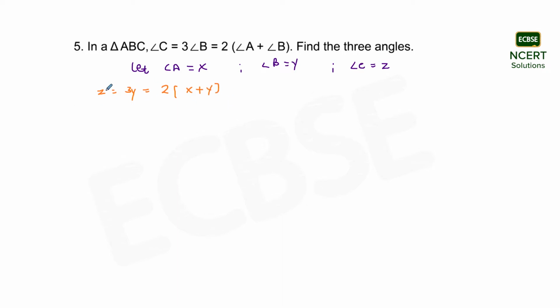So this is the condition provided in the question. Also, we know from the previous classes that the sum of the angles of a triangle is always equal to 180 degrees. So we write x + y + z = 180 degrees, because the sum of the angles of the triangle, denoted by x, y and z, will always be 180 degrees.